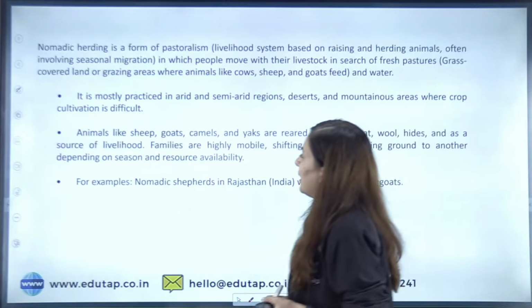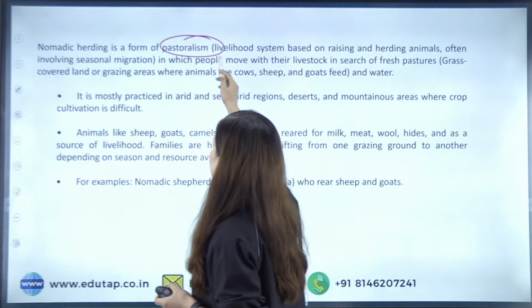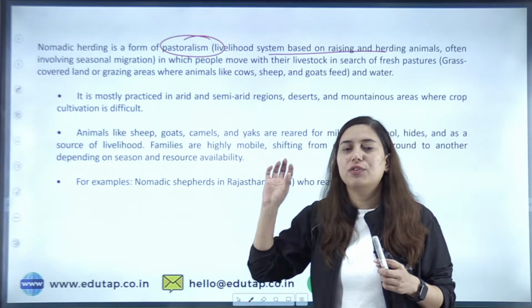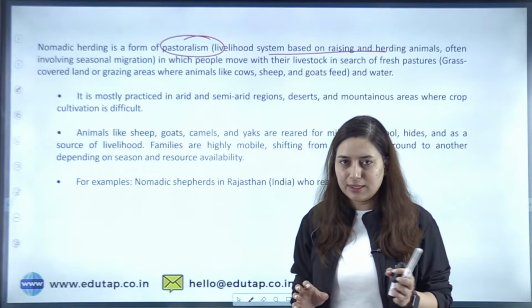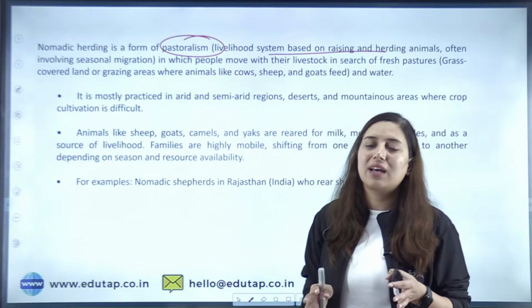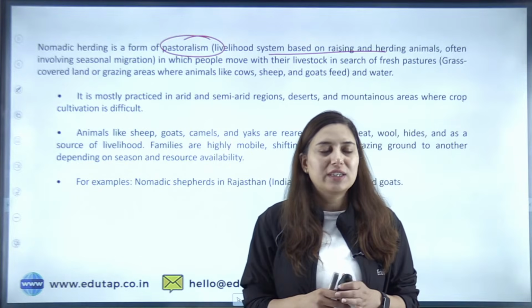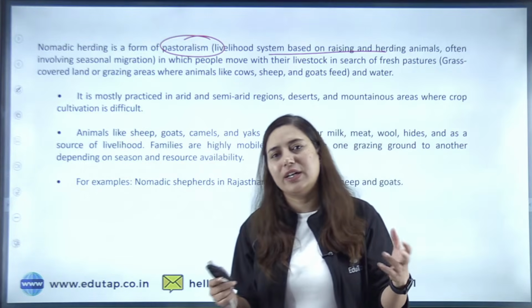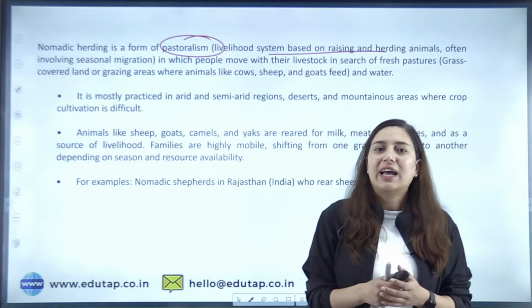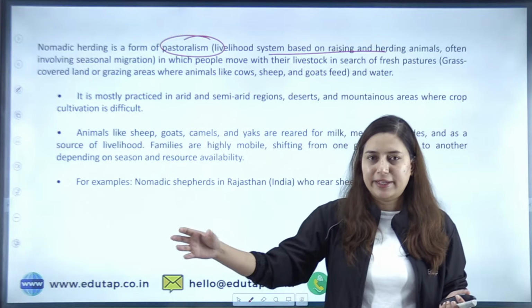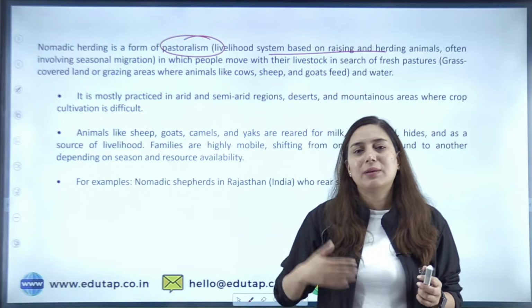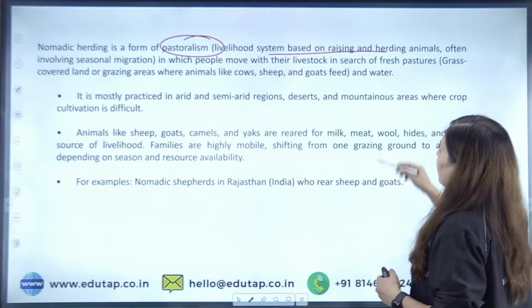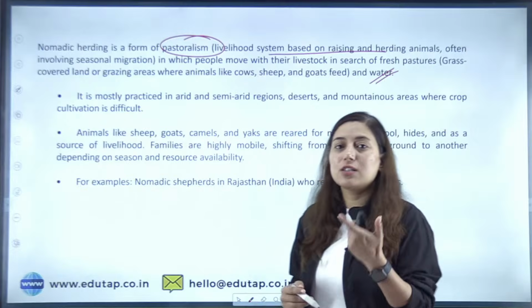So what is nomadic herding? Let's understand. It is a form of pastoralism, where people move from one place to another in search of grass, in search of fodder for the livestock. These people, called nomads, do not have any permanent residence. They have a herd, a group of cattle or whatever animals they are rearing, and they carry these animals from one place to another in search of fodder and grass. This is farming which is known as nomadic herding.